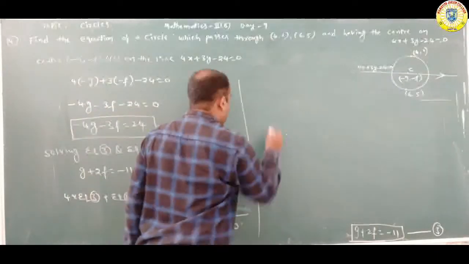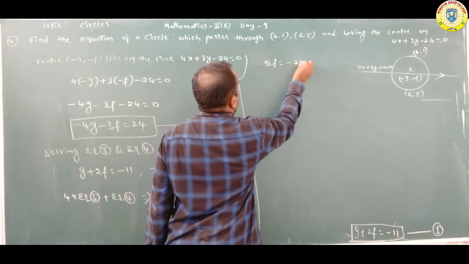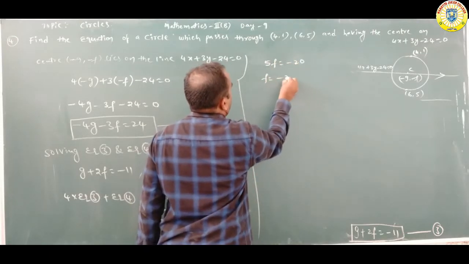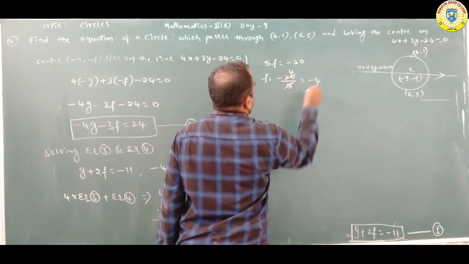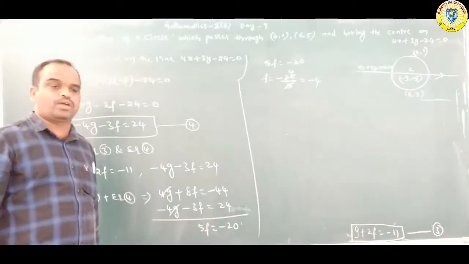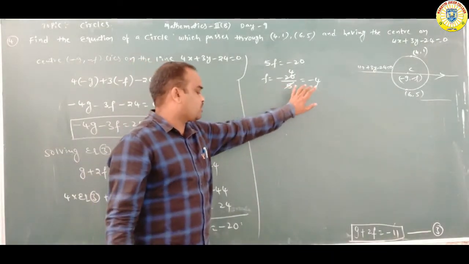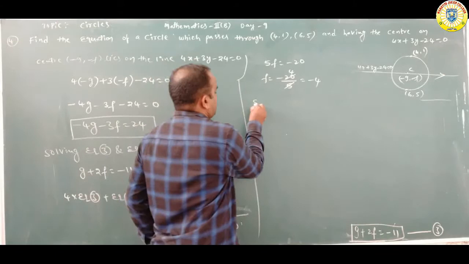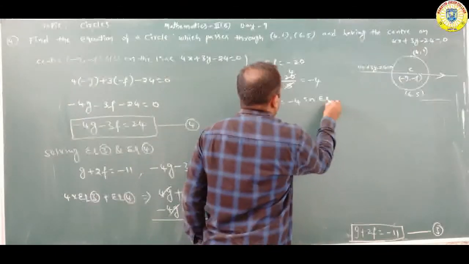See here, now we are continuing. So 5f is equal to minus 20. f is equal to minus 20 by 5. 5 fours are 20. That's why f is equal to minus 4. So now we are finding the g value, substituting f is equal to minus 4 in equation 3.